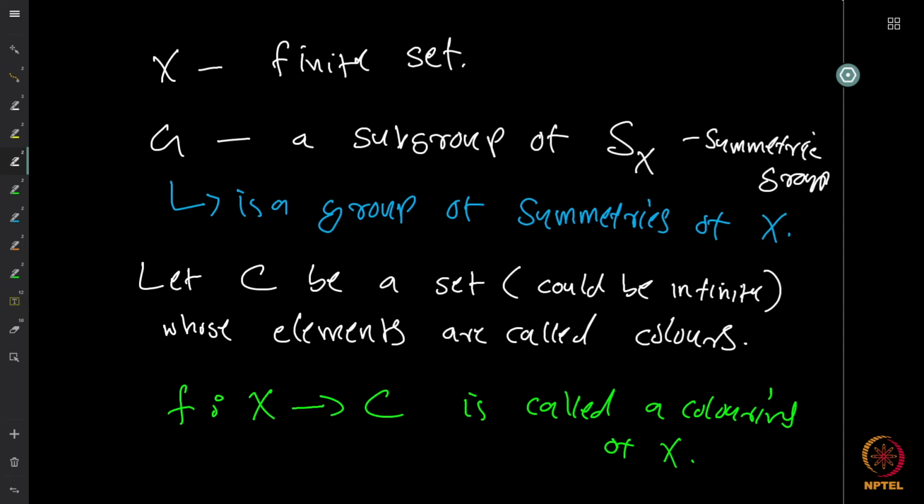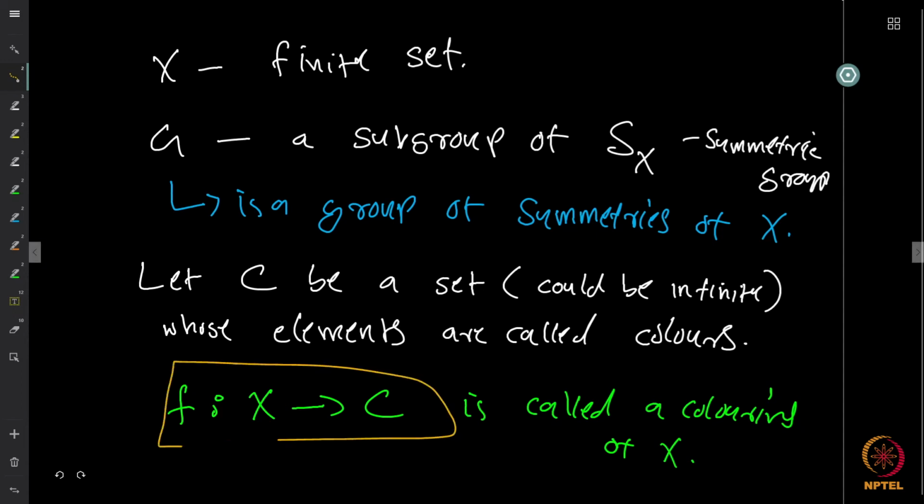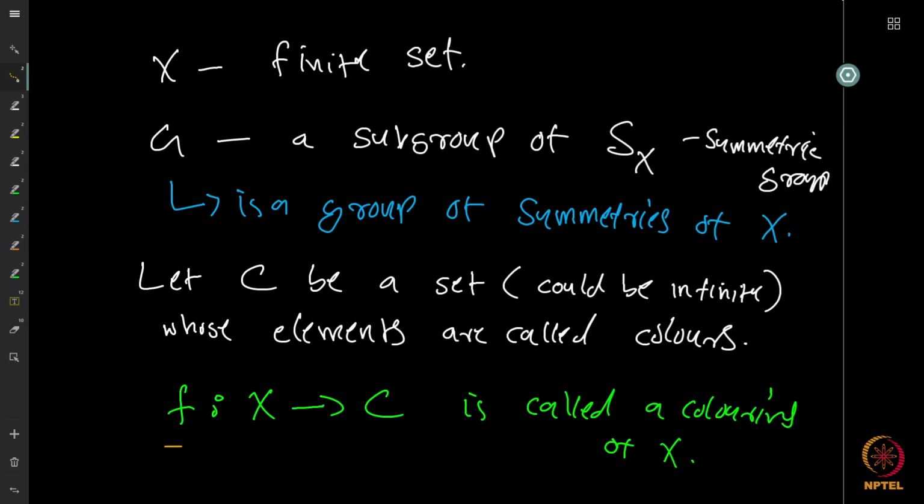Now, suppose you have the finite set X, you have a group G, and then consider a set of colors, okay, C, which could be an infinite set of colors. Okay, so C could be finite or infinite, and elements of C are called colors. And a coloring of the set X is basically a function from X to C. Right? So you're basically associating colors with elements.